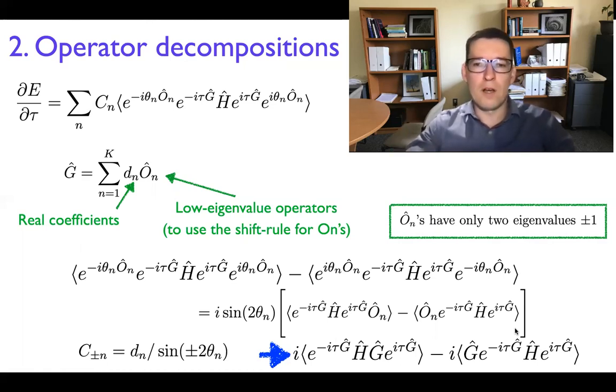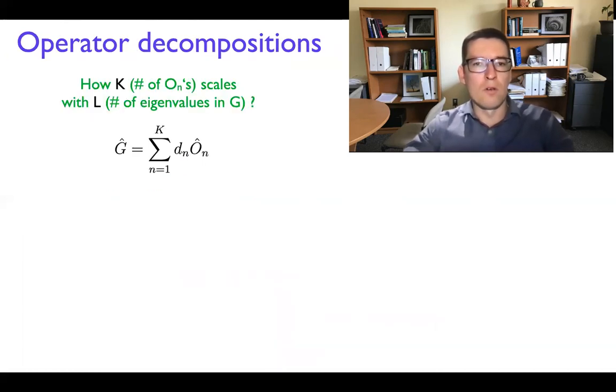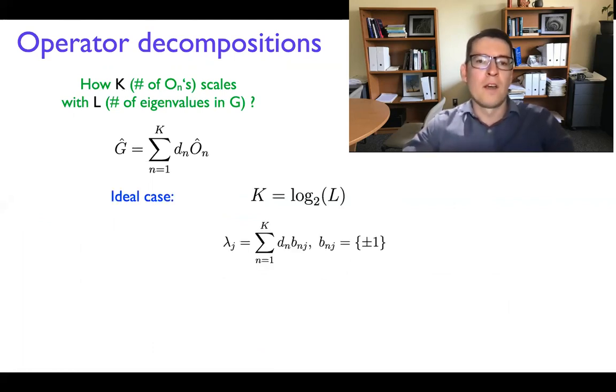You could look at the algebra more carefully, and in the paper we discussed the algebra, but this is the basic idea. Now, a natural question is how do we do this operator decomposition, and how does it scale with the number of eigenvalues in the generator, right? So the good news is that ideally, in the best case scenario, if you have L eigenvalues, you can actually represent such generators with log L operators, which have, say, plus minus 1 eigenvalues.